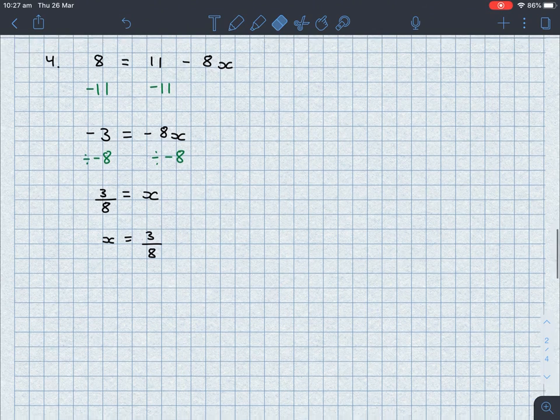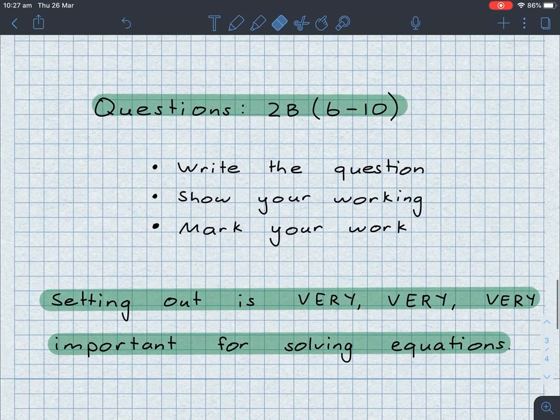So you're going to be working through a couple of questions today. You're looking at exercise 2b, questions 6, 7, 8, 9, 10. You must write down the equation before you start solving it. You must show those little numbers that I'm writing in a different color. And you must mark your work when you are done.